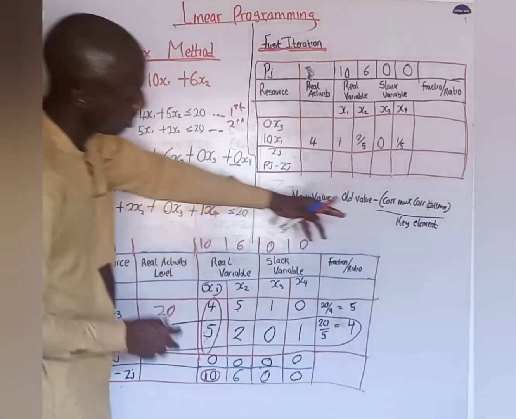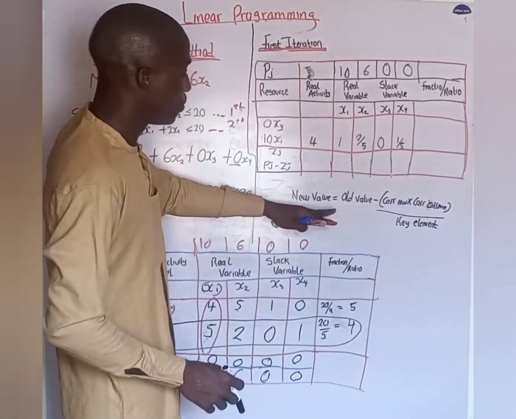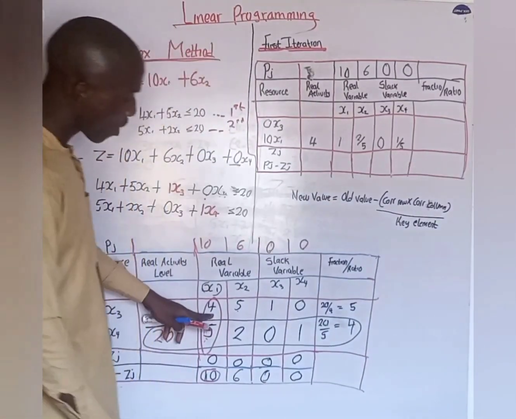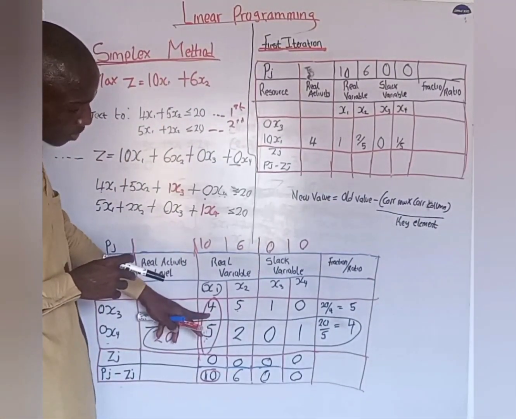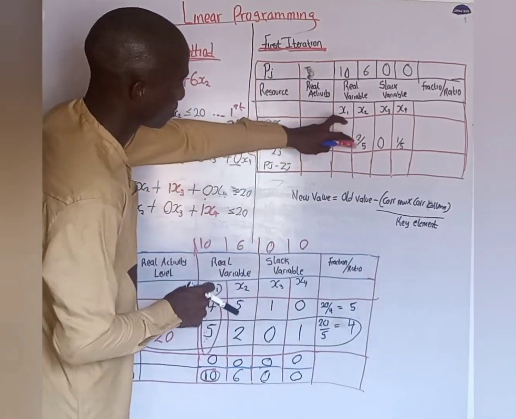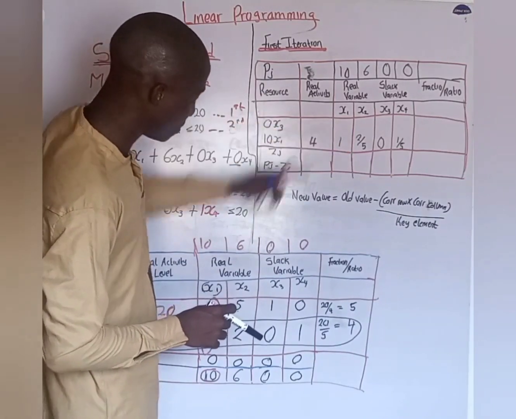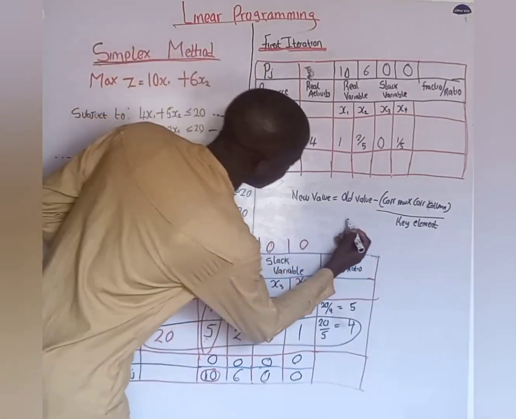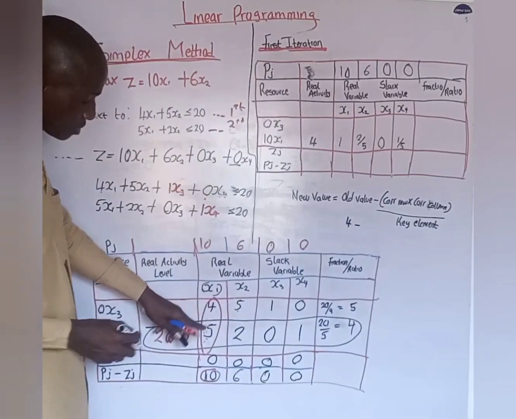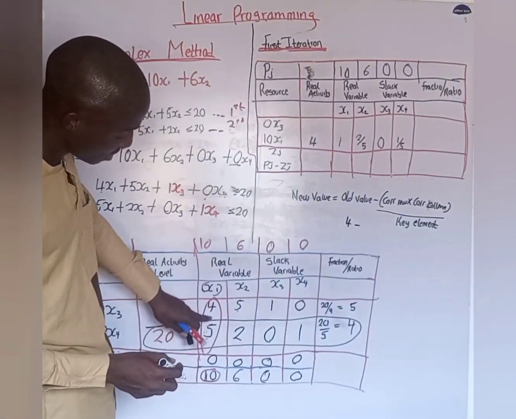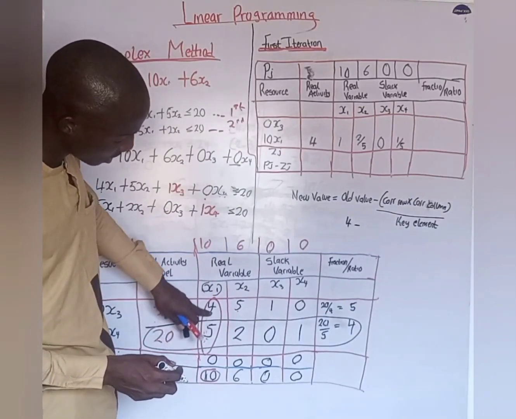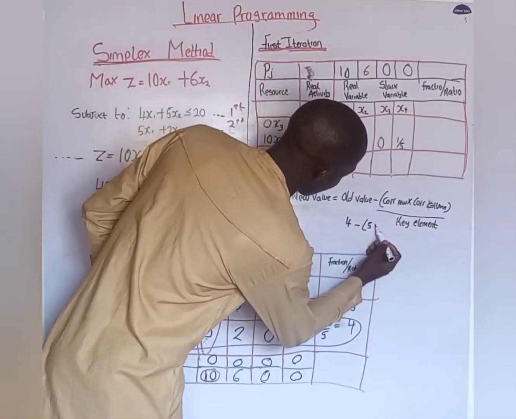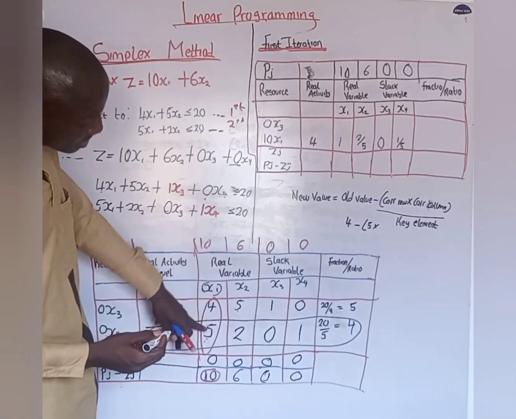What do I mean? The new value that you're going to be inserting here will be the old value which you have here already, minus the corresponding key row element. Let's assume that I want to get the new value of 4 in this place. What I'm going to do is, the old value is 4, so I'm going to be inserting 4 here. 4 minus the corresponding key row element. The corresponding key row element under 4 is 5. So I'm going to be having minus 5 multiplied by the corresponding key column element.